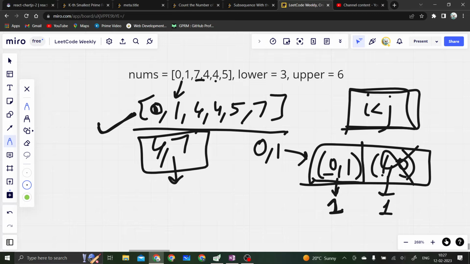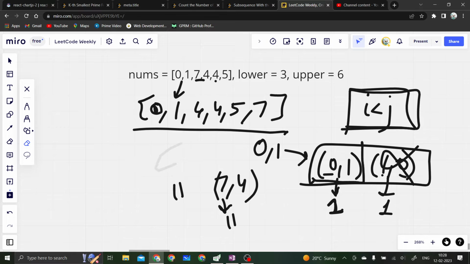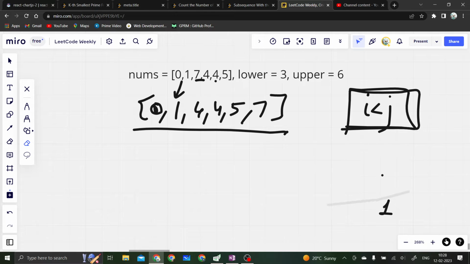But actually its value is 11, and also 7 comma 4, which is a valid pair according to this question, also has sum 11, right. So I hope you have understood why we can sort this, right? So after sorting this question becomes very easy, right?